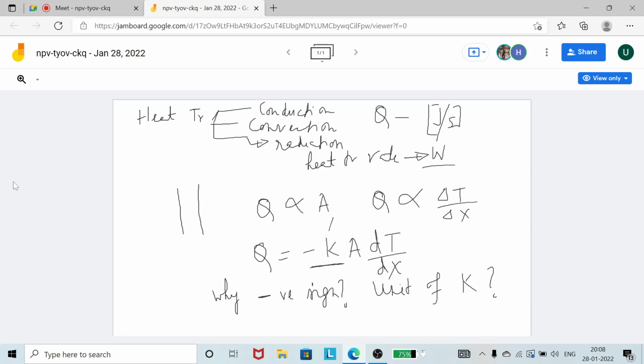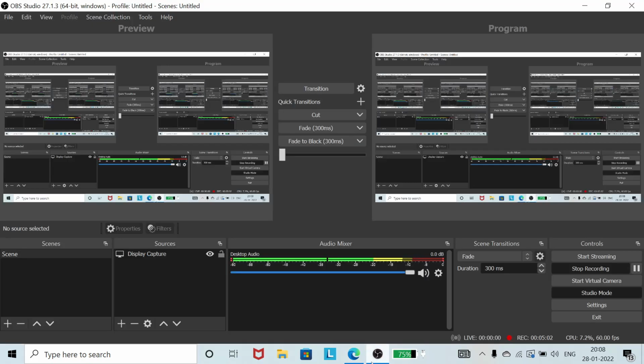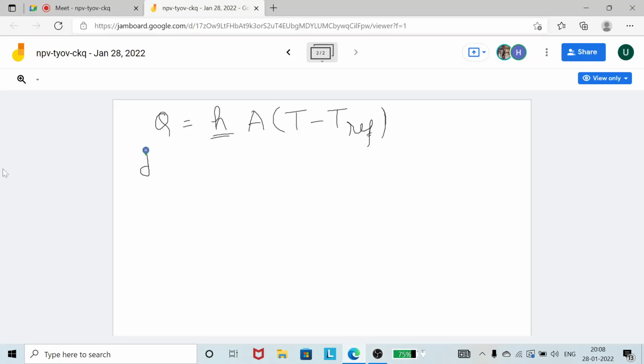So that is conduction heat transfer. Next, if you talk of convection, this is called Newton's law of cooling. There is a heat transfer coefficient h, there is an area, and there is some temperature difference, T minus T ref. So there is a need to go for dimensionless numbers.